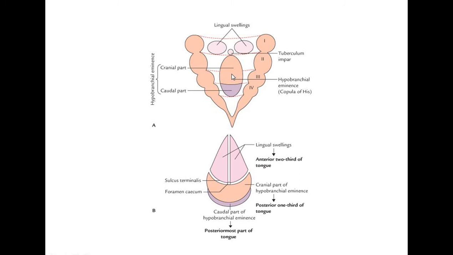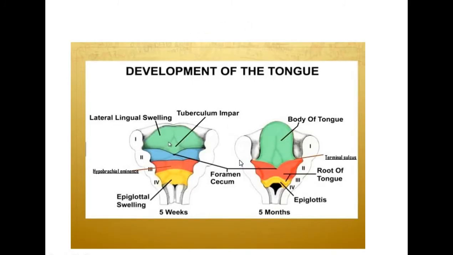The endodermal thickenings present at the medial end of the third and the fourth arch form the hypobranchial eminence. The upper cranial part is the larger part, which is called the copula, and the lower part is the caudal part. It forms the posterior-most part of the tongue, whereas the posterior one-third part of the tongue is formed by the cranial part of the hypobranchial eminence. So this is the development.